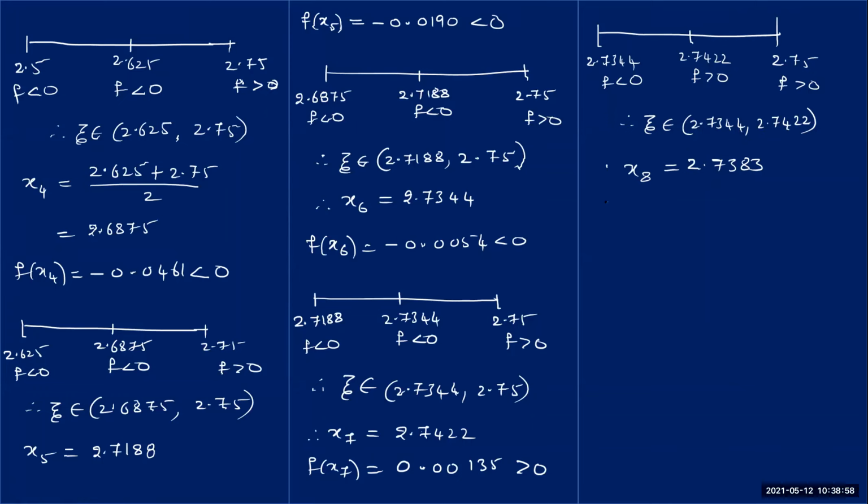Now again, I'm calculating the function value at x8. So f of x8 is equal to, if I use my calculator to calculate this, 2.7383. We got it as minus 0.00204, which is anyway negative. Now because this is negative, I'm just taking it again. Before getting x8, the interval is this: 2.7422, and the other one is 2.7344.